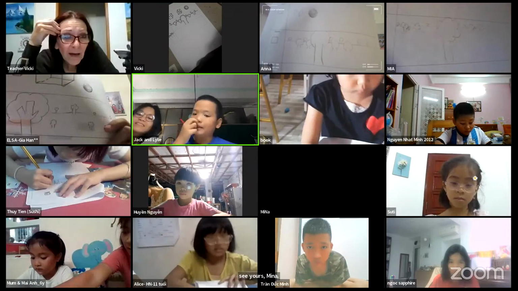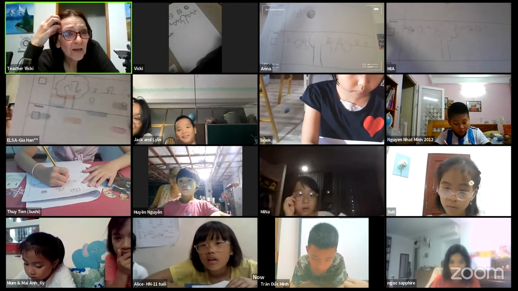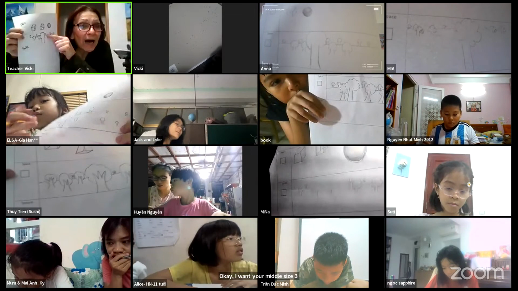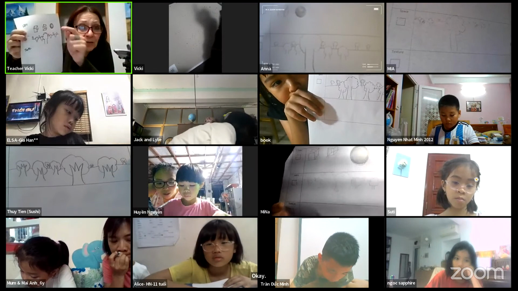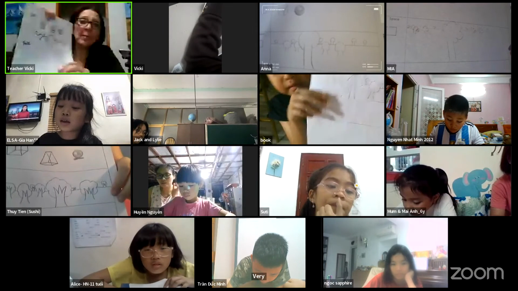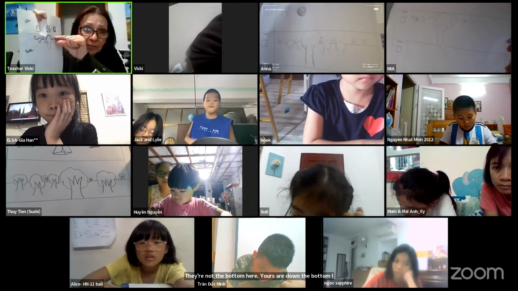Now, Elsa, I feel as though your middle size trees are a little bit small. I want your middle size trees to be a little bit bigger. Okay, Elsa, make them a little bit bigger. Let me see you, Suti. Show me your work, please. Very nice, Book. Now, Book, look at where my middle-sized trees are. They're in the middle. They're not at the bottom here. Yours are down the bottom. I don't want your trees to be down the bottom. I want them to be in the middle.